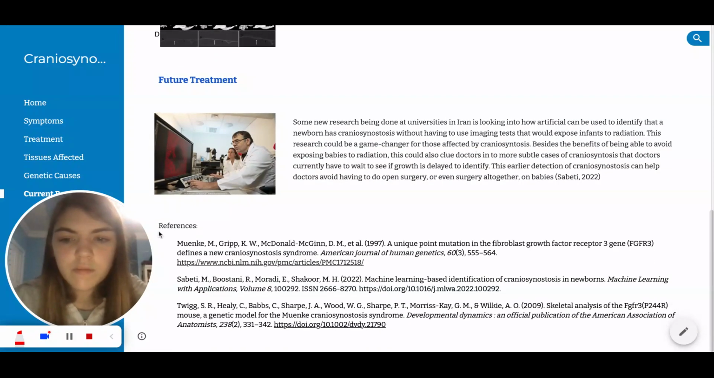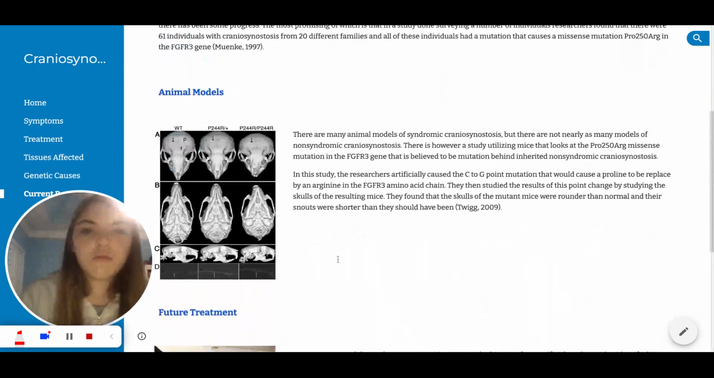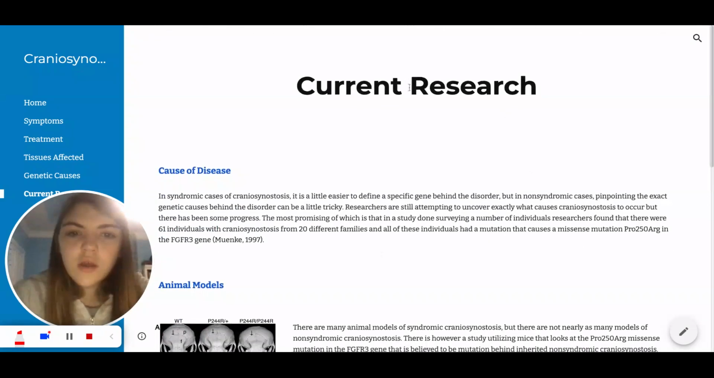And then references, I included at the bottom of each page for the page they go to. I wasn't sure if those had to be a separate page, but I found it more helpful for me personally, and thought it would be more useful if the references were on the page they were providing the information for. And that's it.